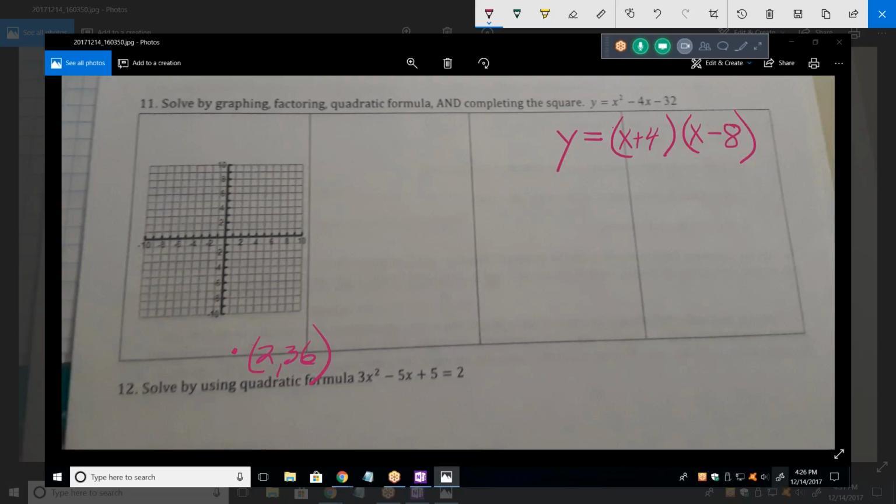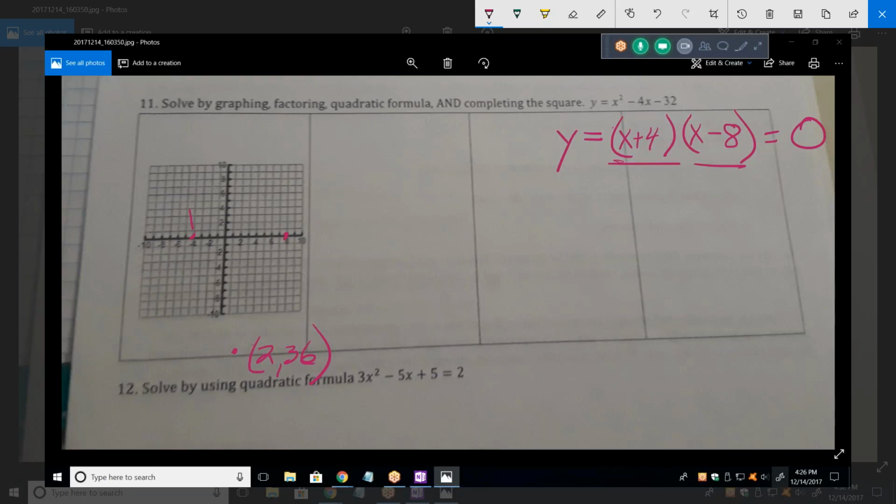Now, if I'm looking for x-intercepts, I set all that equal to 0 because when I'm on the x-axis, y is equal to 0. So whenever my curve is on the x-axis, y is equal to 0. That's why I set it equal to 0. So what are my two x-intercepts? 4 and negative 8? Nope. It's negative 4 and 8, because you have to set each one of those equal to 0.